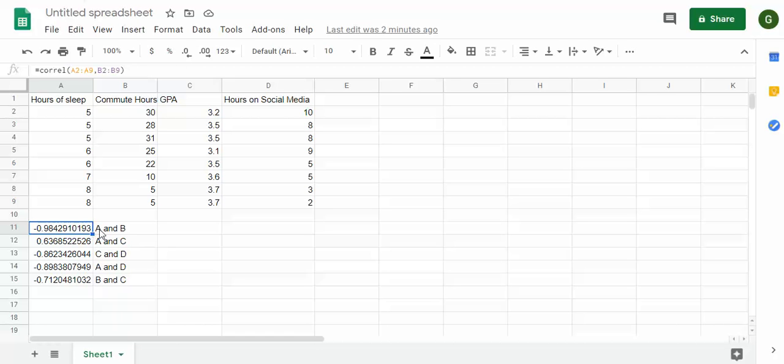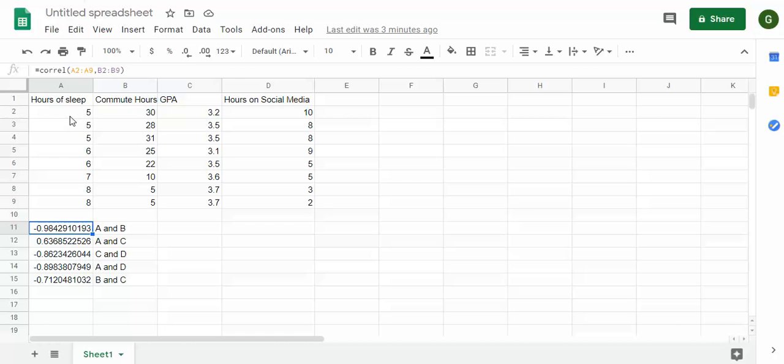So here we have A and B, which is hours of sleep and commute hours, and it's a negative number. So what that means is my data set is showing a negative correlation between hours of sleep and commute hours, which means that, at least in my data set, people who are sleeping more tend to be having shorter commute times. And you can actually see that just by looking at these numbers, looking at the data set, because you see this person who's commuting 30 hours, which probably isn't possible, but it's just a made-up number.